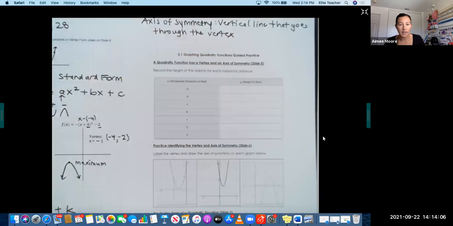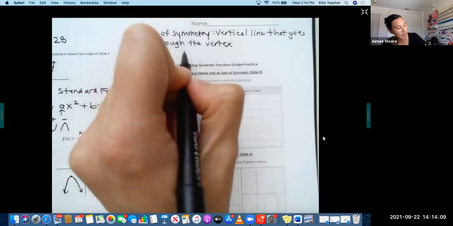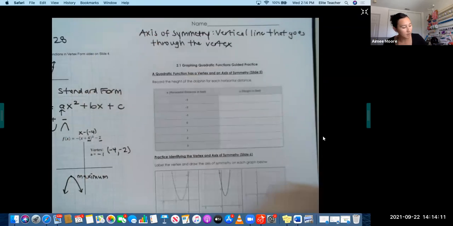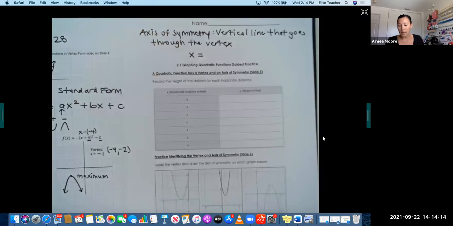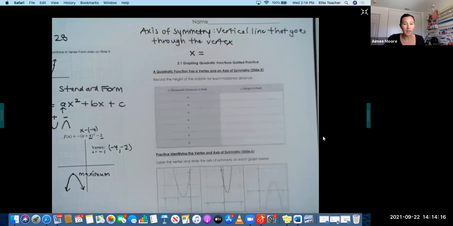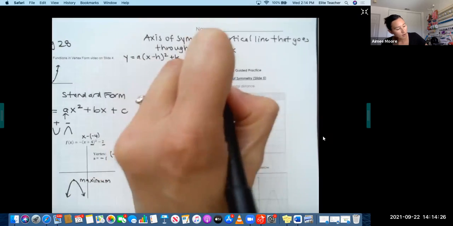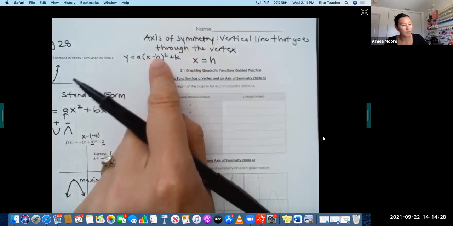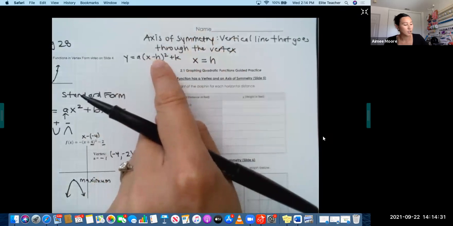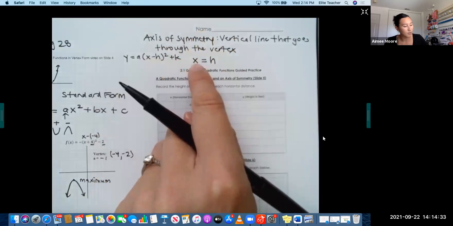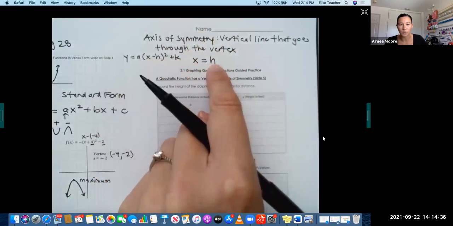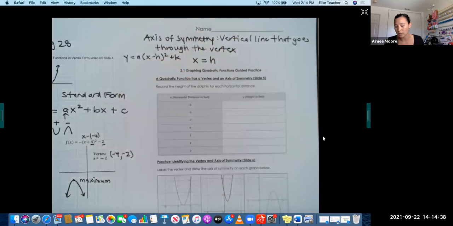To find the equation of the axis of symmetry, it's a vertical line, so it's always going to be at x equals, and we can find it in the equation. Let me write it up here again: y equals a times x minus h squared plus k. Remember, the vertex's x value is just h. And so the axis of symmetry is always going to be at x equals h. Whatever your h value is of your vertex, that's where your axis of symmetry is going to be.